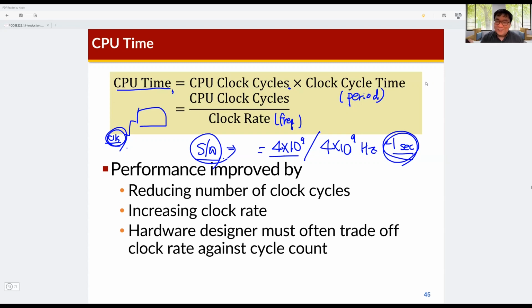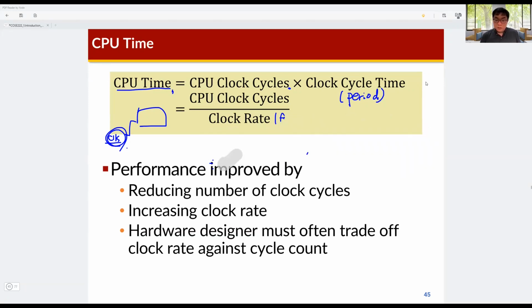So it's easy actually. It's obvious. So when we measure the CPU time, we can just count the number of CPU cycles multiplied by the clock period of the CPU signal, or we can divide the number of CPU clock cycles by the clock frequency. Why is it important? We can use this equation for improving the performance of CPUs.